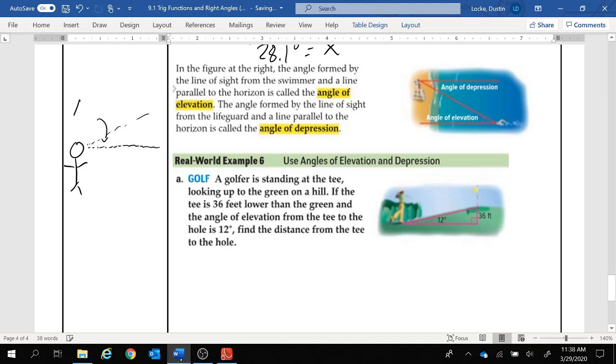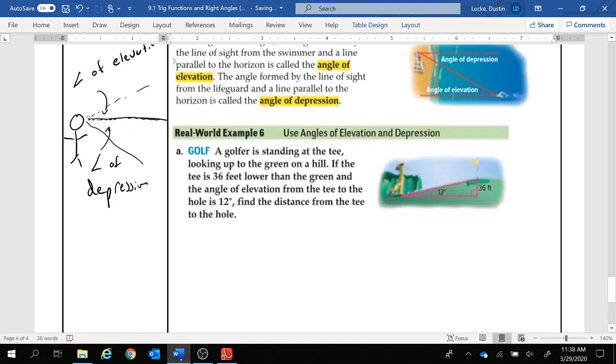That's the angle of elevation. Now, if you're looking down on the ground, say you saw something on the ground, so you're looking down from your horizontal line right here, then that would be your angle of depression. So just so you understand the difference between the two, sometimes it's not as obvious when you first learn about it, but that's essentially what we're looking at here.